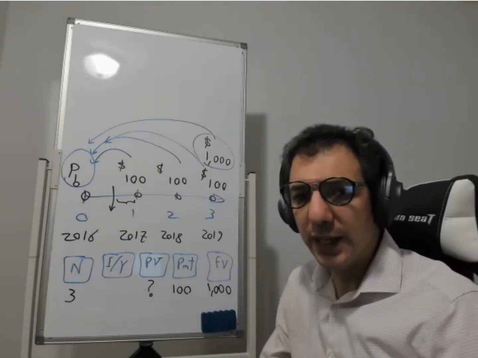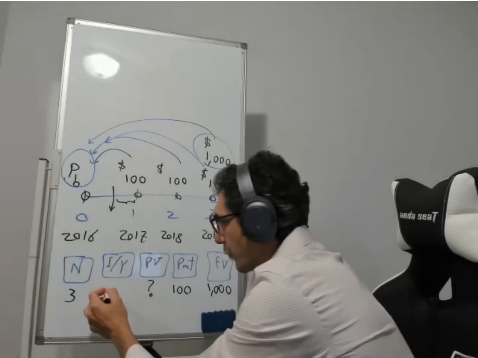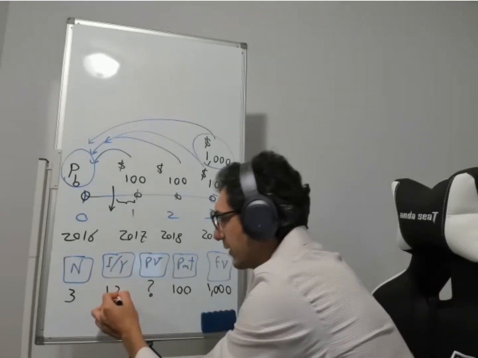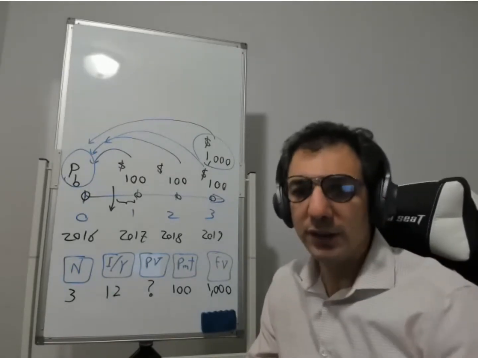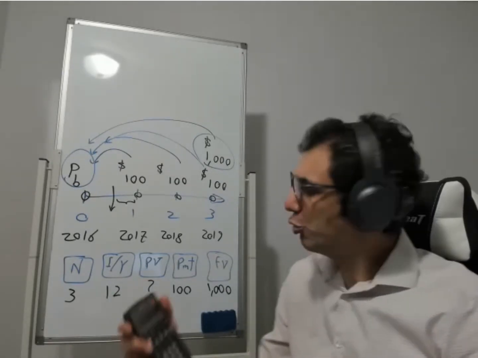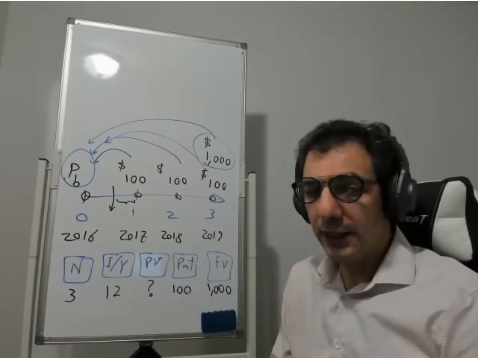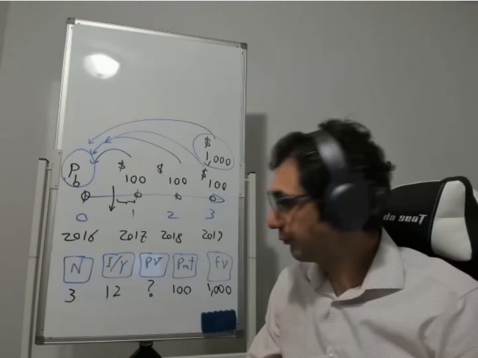So let's go with 12% for this. Let's assume that your expected return on similar bonds is 12%. So I'm going to use these numbers to find the present value of this bond.